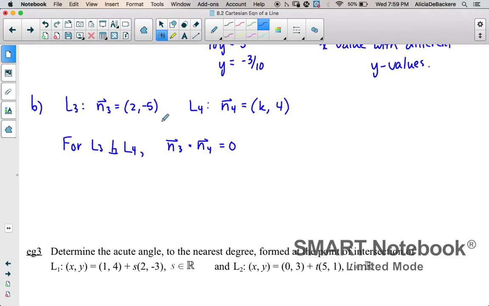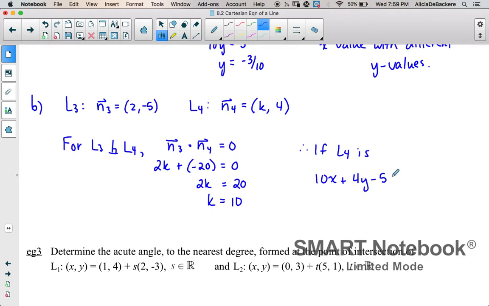Remember, to do the dot product, I multiply the two x values, so 2 times k gives me 2k. And then I'm adding, multiplying the y values, negative 5 times 4 gives me negative 20. And then I'm going to solve this for k. And so therefore I can see that if L4 is 10 for the x coefficient, plus 4y minus 5 was the rest of the equation that was given to me, then the two lines will be perpendicular.